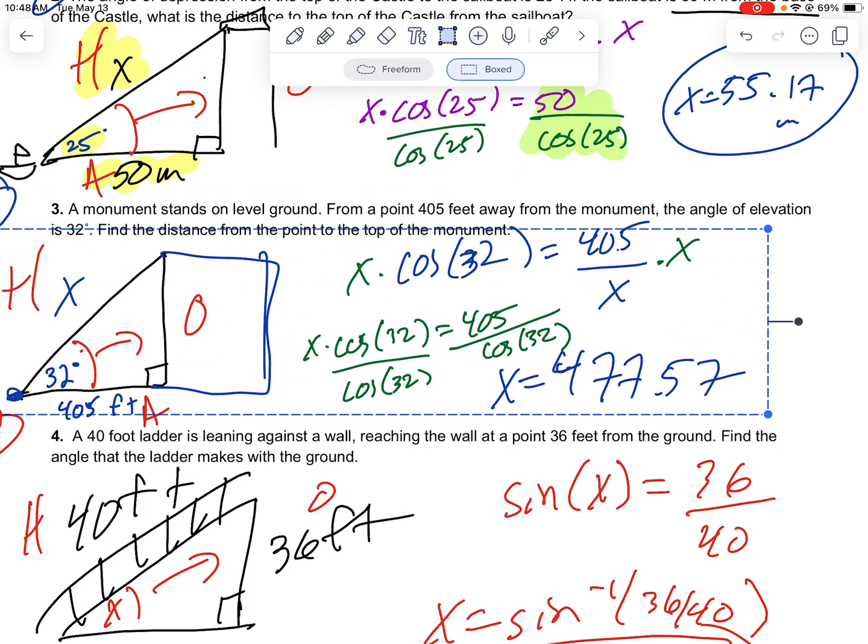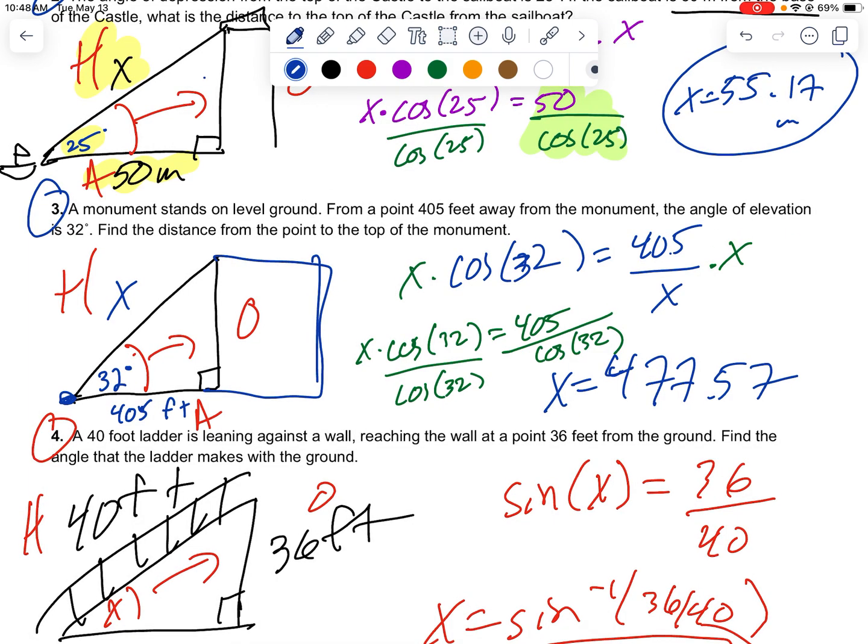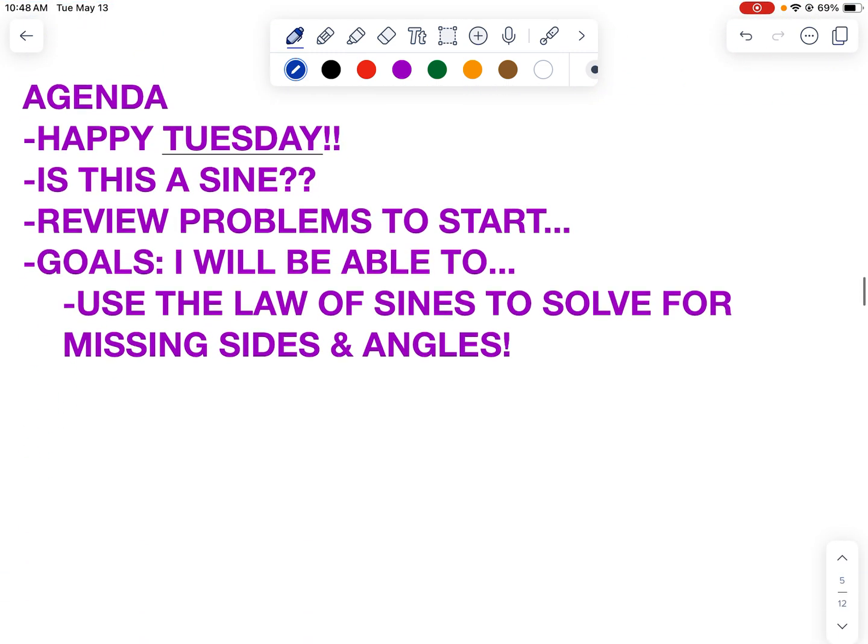Here's my work for number 3. If you want to check yours, I got 477.57 for number 3. I know the wording of this is not great, from a point that's 405 feet away from the monument. All right, but let's talk about something new today.